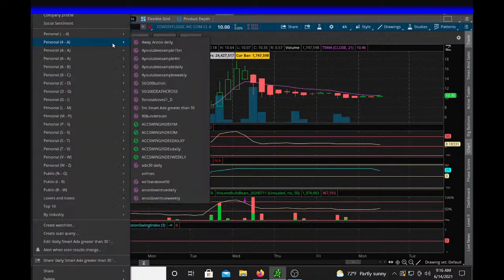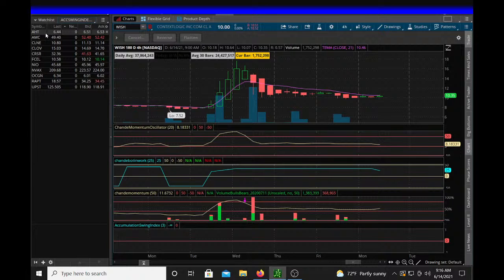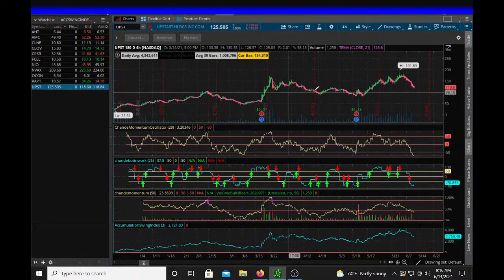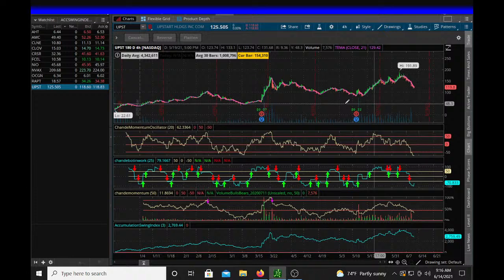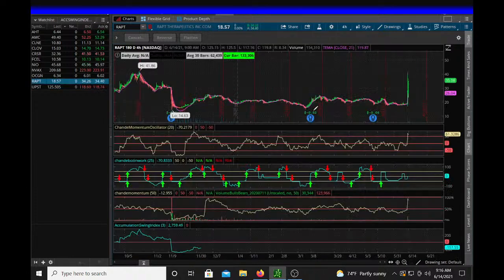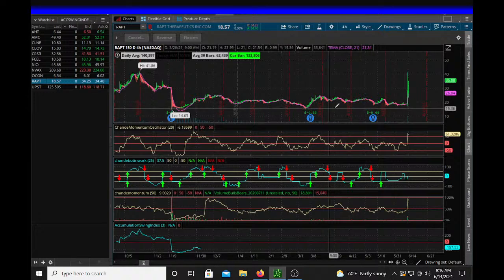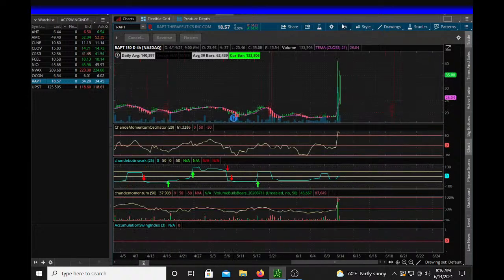Let's see what our accumulation swing index shows on the daily. Looks like I've got two of them. All right, AHT, AMC, Clean, Clove, CRSR, FCell, Neo, NVAX, Occugen, RAPT, and UPST. Is that Upstart? Surely is. All right. RAPT had a big blast off. Look at them go.